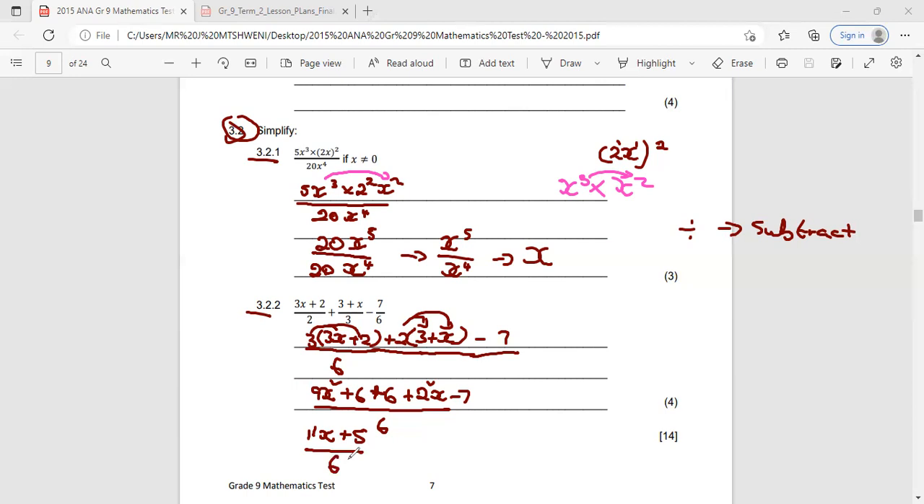This is how you get your final answer. Then you get your full 4 marks. This is how it should be done. There is another way, but today I just like to use this one, which I feel is more simple. All right.